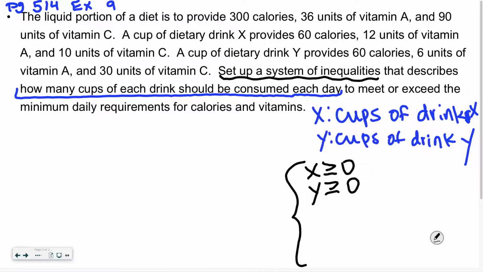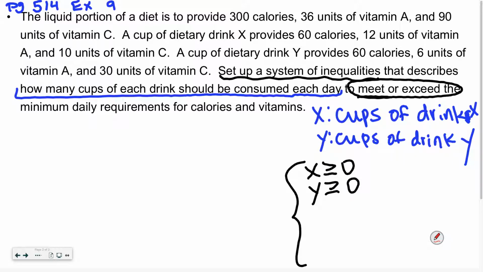Now, we have some information up here. I do want to underline that we need to meet or exceed the daily requirements for calories and vitamins. Meet or exceed. Exceed means we can do what? We can go over, okay? Minimum we need to meet, but we could have more. So I'm going to try to color code things to the best of my ability, okay?